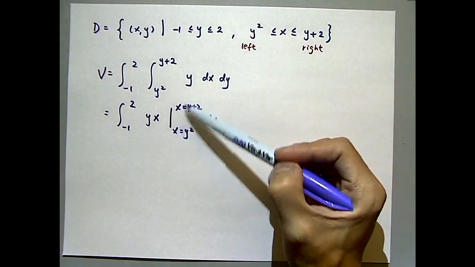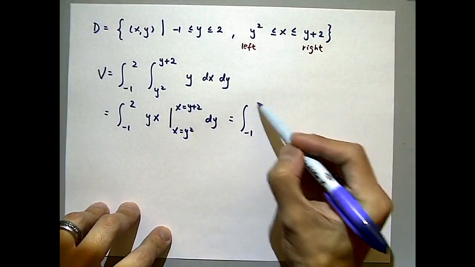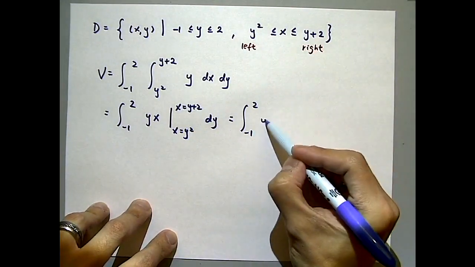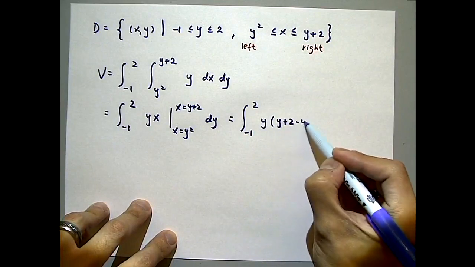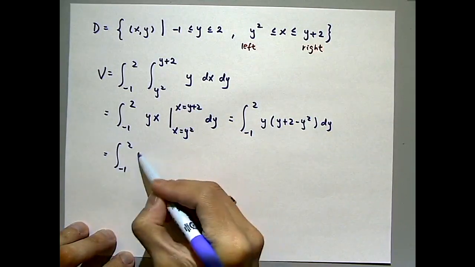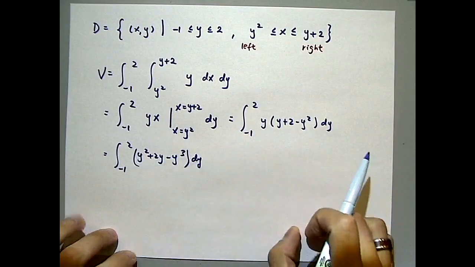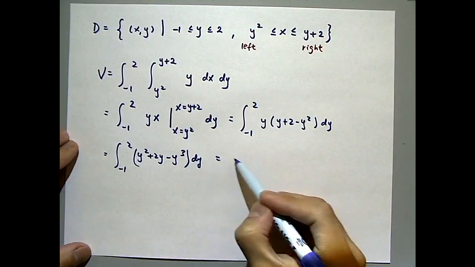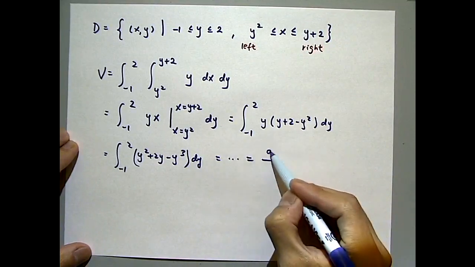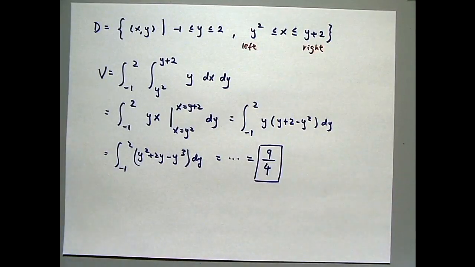Once again, I strongly recommend you write down x is equal to blah, x is equal to blah, so you know you're plugging in the things for the right variable. Okay, so what do we get here? We get y times y plus 2 minus y squared dy. And the rest of this is very simple, so we can go very quick with that. In fact, you know how to do that. I'm just going to skip the steps there. This turns out to be 9 over 4. Okay?